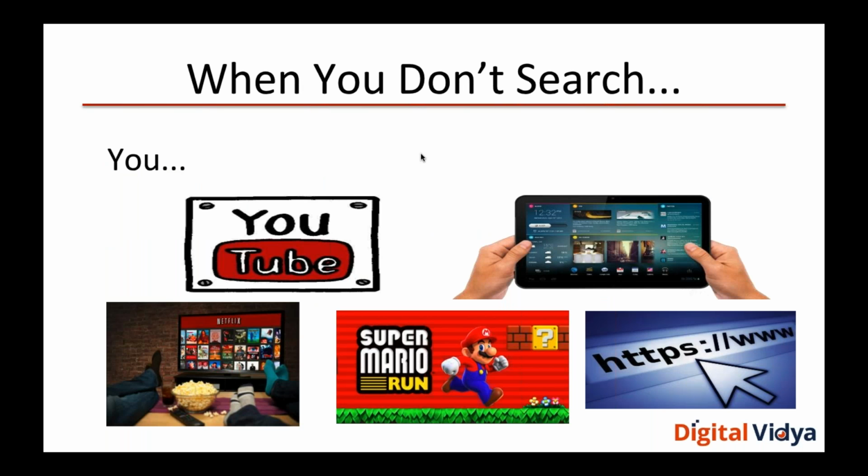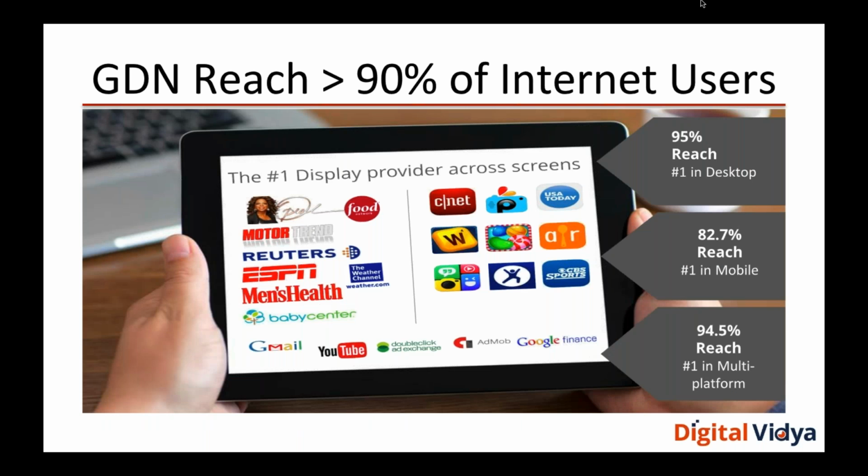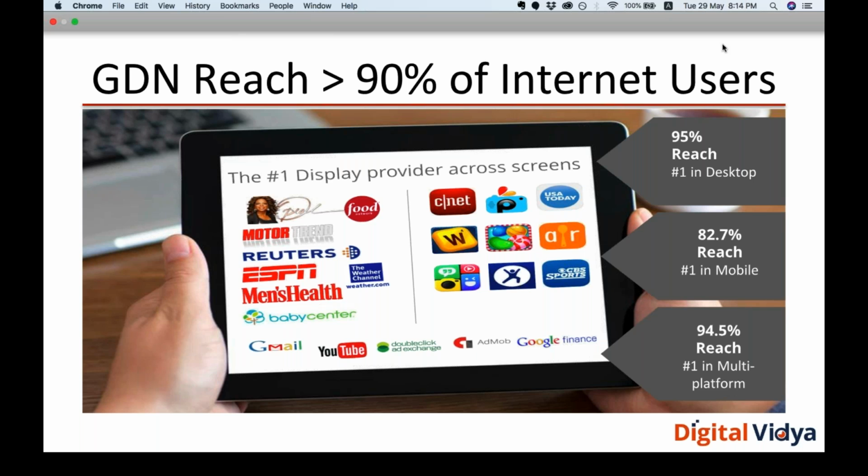So when you are not on search, where are you? You might be on YouTube, you might be on some entertainment websites, watching movies, playing games, current affairs, weather reports, maybe news basically, or could be any other website, right? If you look at the reach of Google Display Network, it reaches almost 90% of internet users worldwide, and almost all the major brands and websites are part of Google's display network.